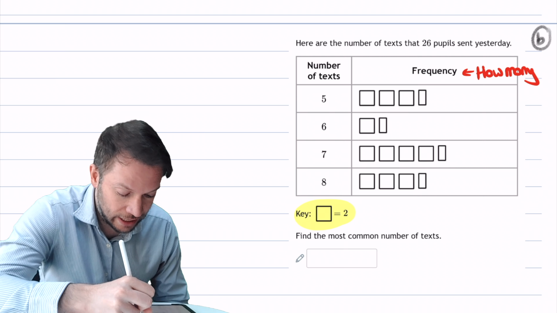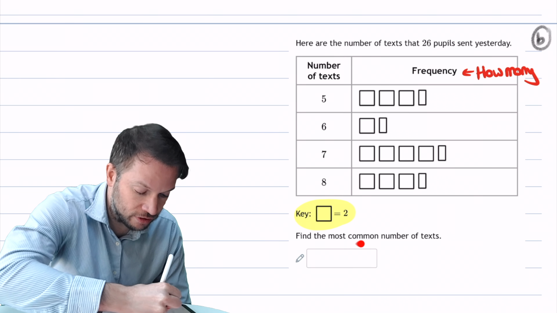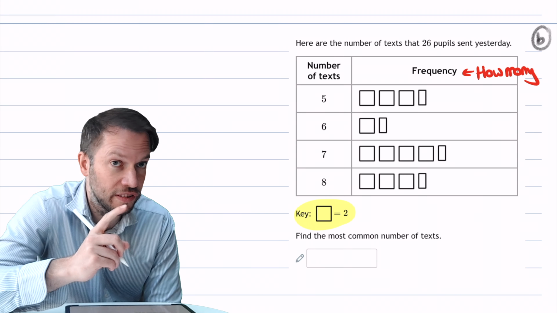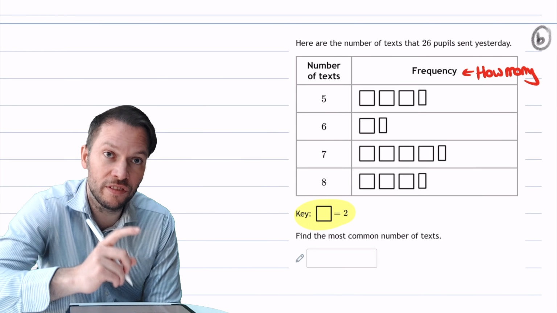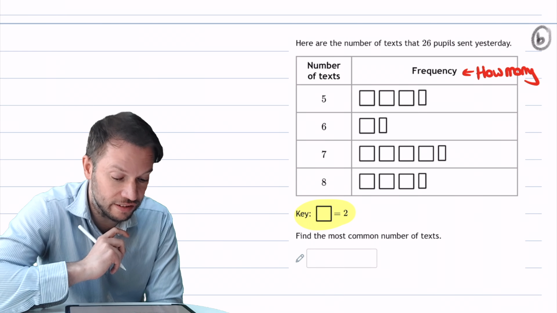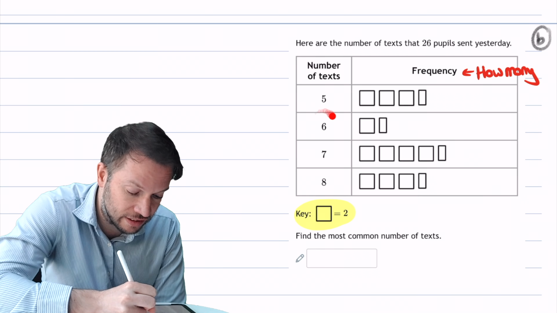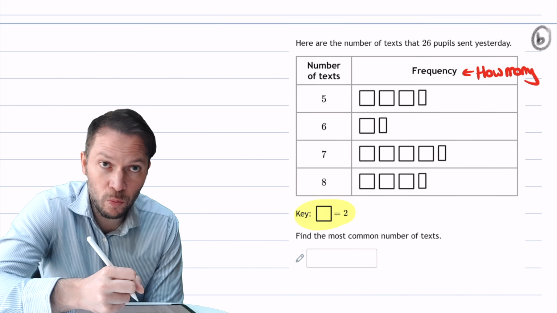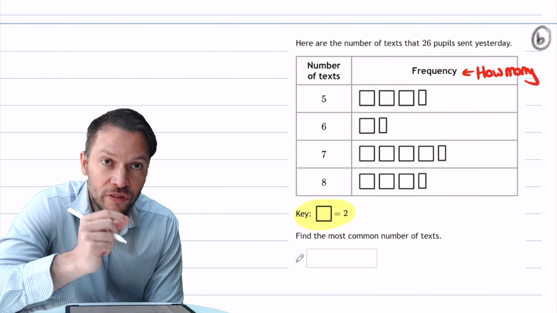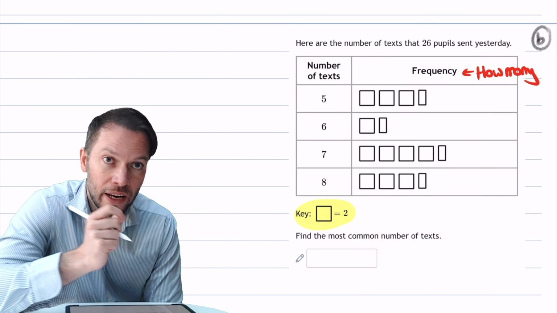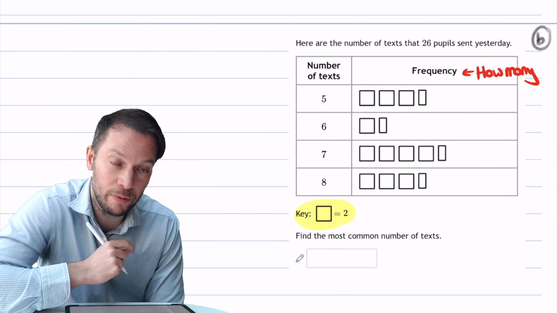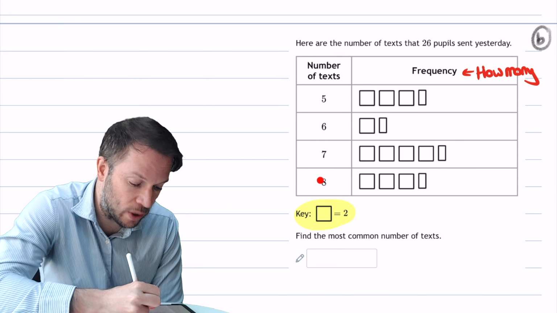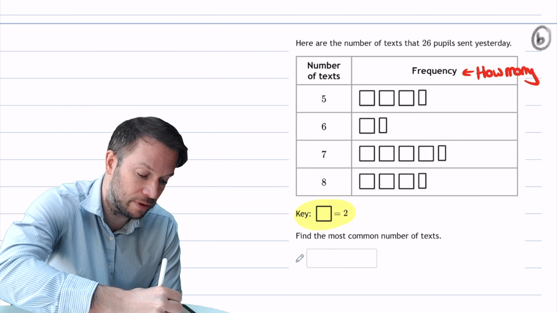Now, the question here is finding the most common number of texts. It doesn't ask us to say how many people sent that number of texts. It just wants to know the most common number of texts. So these are the number of texts, and we want to know which one was the most common. Well, the most common one will be the one with the most pupils sending that number of texts. And that's what the frequency is. So we just need to find the number of texts which has the highest frequency.